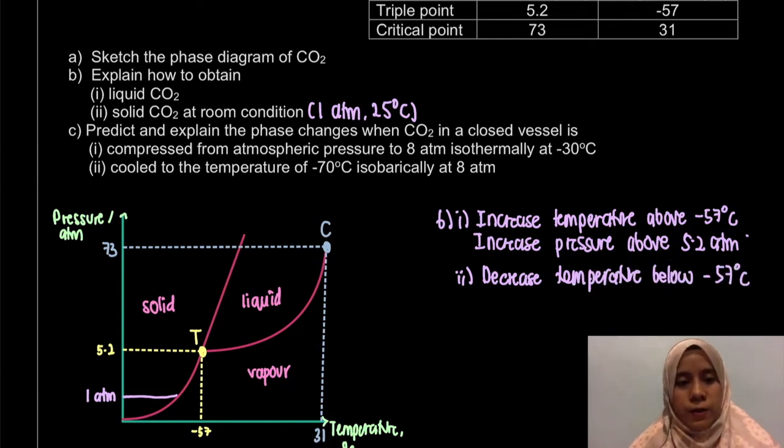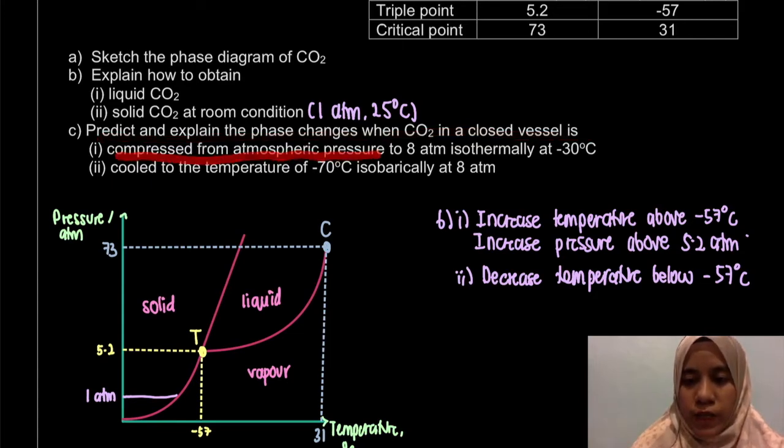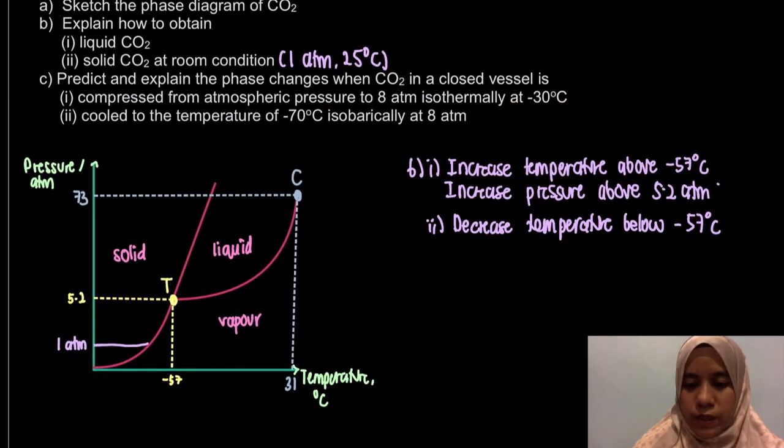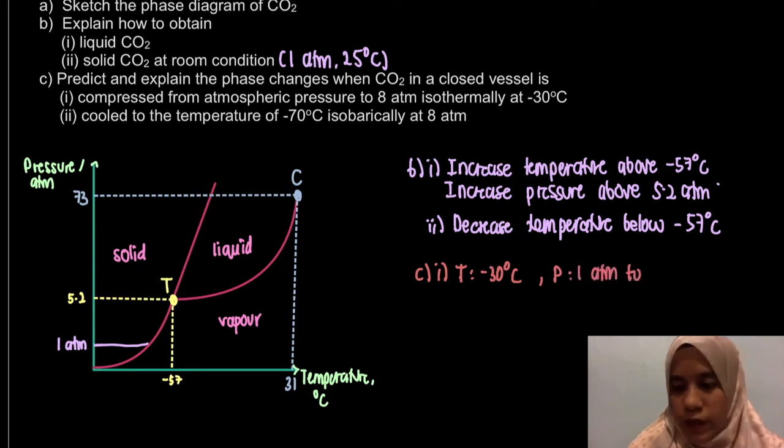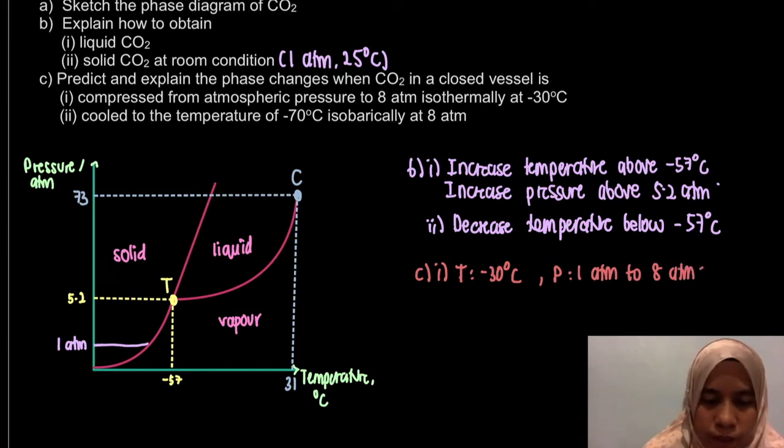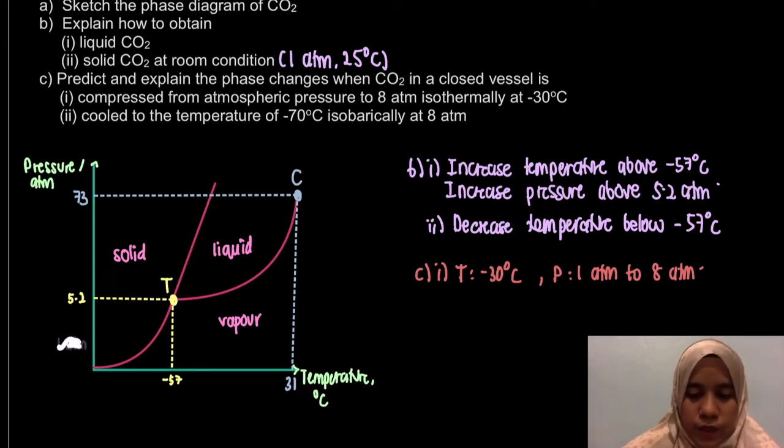Question C. Predict and explain the phase changes of CO2 in a closed vessel which is compressed from atmospheric pressure to 8 atm isothermally at 30 degrees Celsius. For question C1, what would happen? The temperature is negative 30 degrees Celsius, but the pressure goes from 1 atm to 8 atm. Even though we're not sure where, we just write it as an assumption. At this point we make it 1 atm, and here we make it 8.